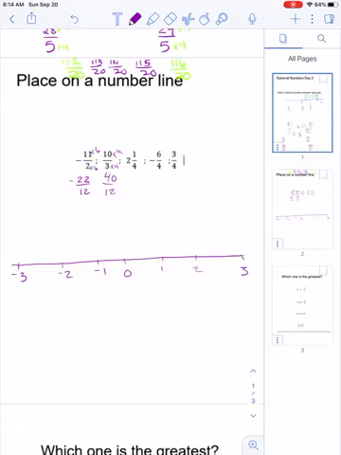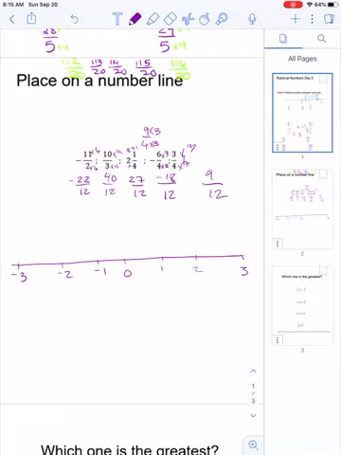We have a mixed fraction, 4 times 2, 8, plus 1 gives me 9 over 4. We need to times it by 3. Gives me 27 over 12. Times 3, times 3, negative 18 over 12. And times 3 would give me 9 over 12. So now I know that they're all out of 12.